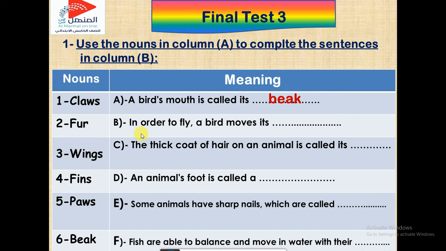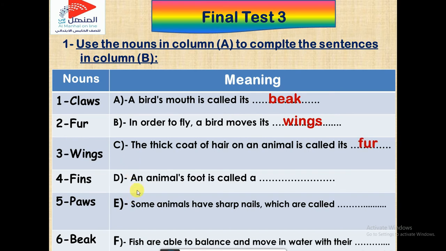In order to fly, a bird moves its. How can birds fly? They use what? Excellent. Wings. Good job. Number C. The thick coat of hair on an animal is called its. All mammals, like cats, dogs, bears, tigers, lions, and so on, have a body covered with fur. Good job.